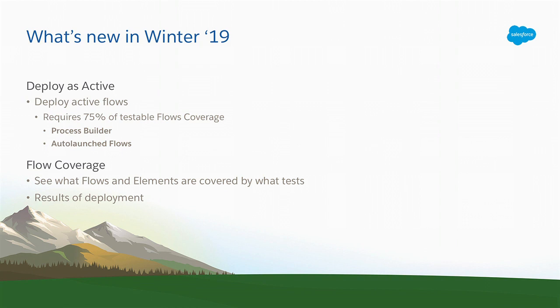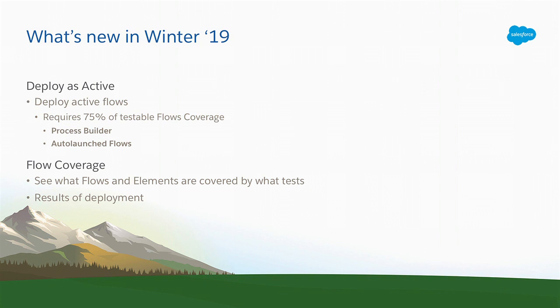Deploy as active is one of the new features for those who are using SFDX. Anyone? A few? All right. You can now deploy orgs via SFDX, the AMP migration tool, as active, so you no longer have to go in and click active. If you're going to do that, there's a preference you have to turn on, and that preference requires a 75% code coverage requirement. The 75% of all testable flows being auto-launch flows without screens and process builder.